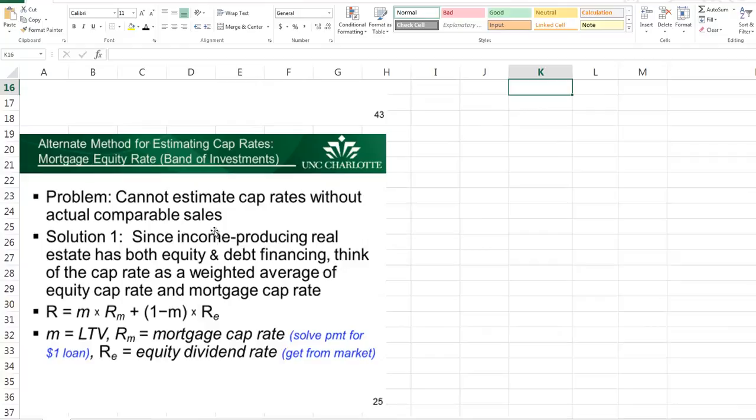Just to remind yourself, the problem we're considering is that our situation is that we can't estimate a cap rate without actual comparable sales. Maybe in this particular case we don't have any comps, so we're looking for some alternative way to estimate a cap rate.